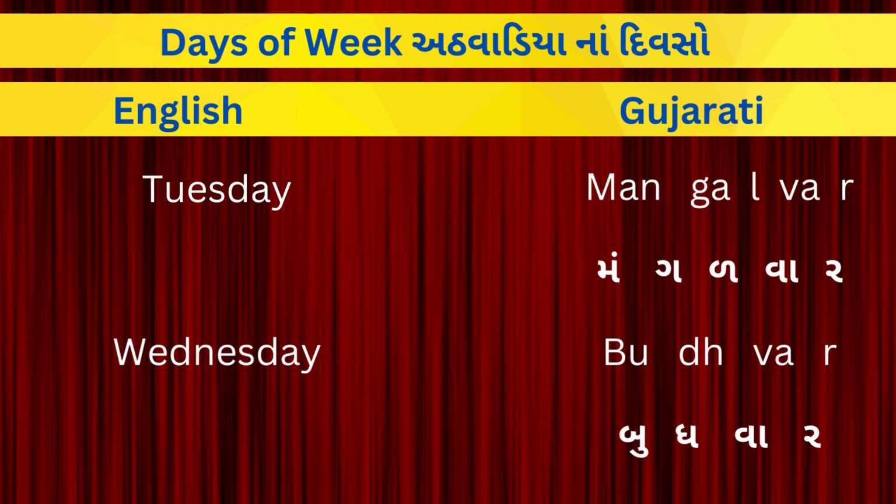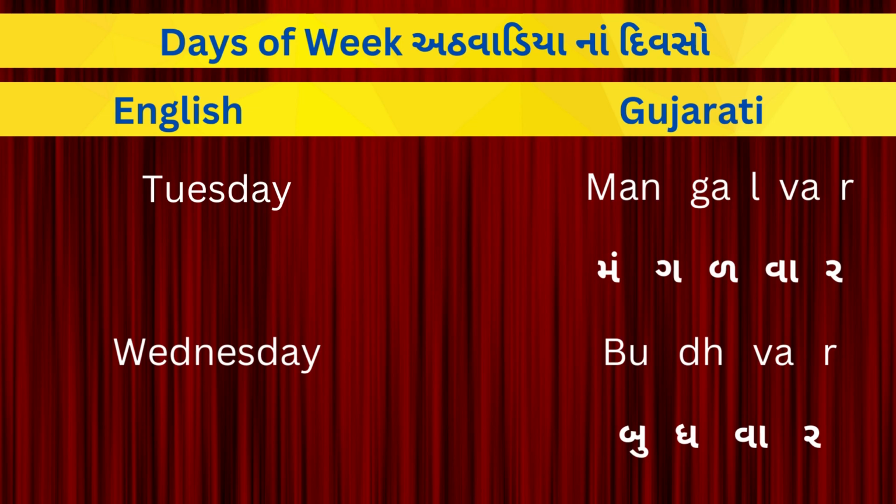The next word is Tuesday, which is called Mangalavara. It is spelled M-A-N-G-A-L-V-A-R. M-A-N becomes Man, G-A becomes Ga, L becomes Ala. It is not La but Ala. V-A becomes Va, R becomes Ra. So all together it becomes Mangalavara. Tuesday is called Mangalavara.